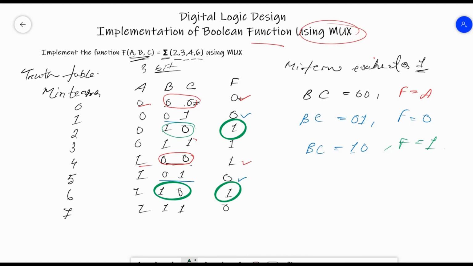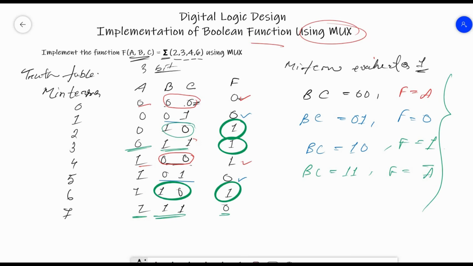Now if we get to the last one where BC equals 1, 1, for this one we have B and C both equal to 1. In that case we can see that the value of F is always opposite to that of A. Same for here. So we can write here that F equals A bar. So we have the logic here, and we can use that logic to design our multiplexer.